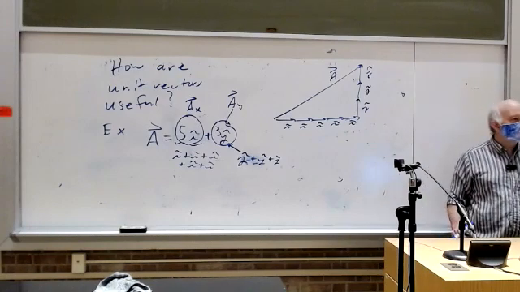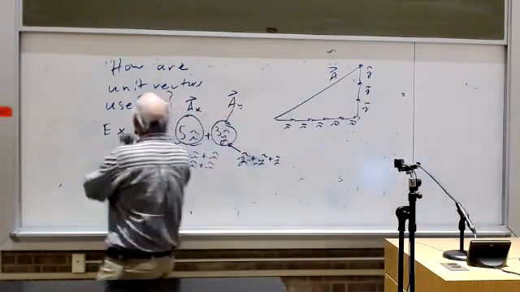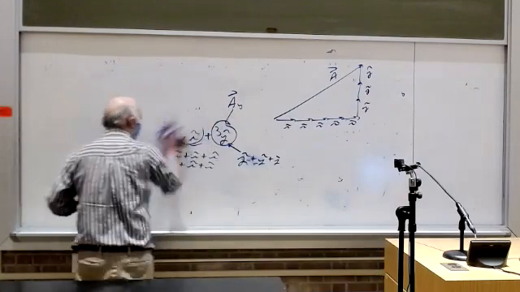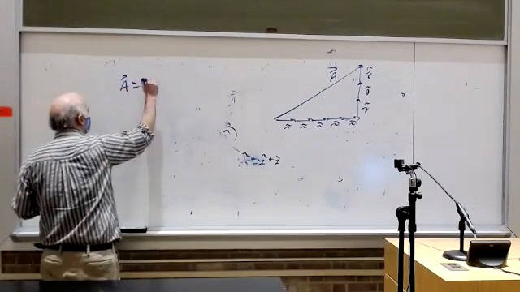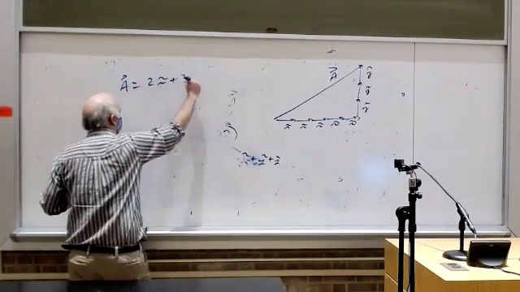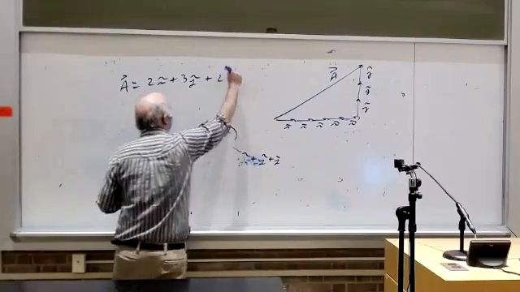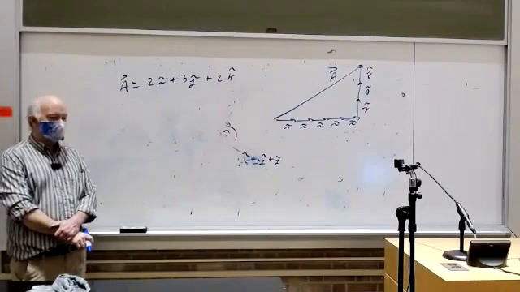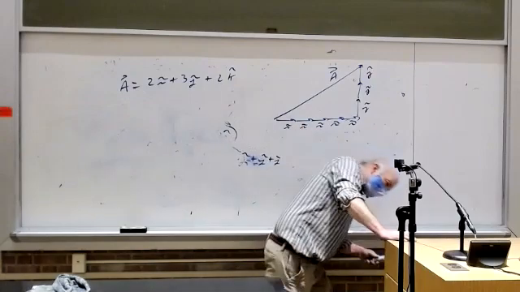Okay? So what would be something like this? What would be A equals, let's say 2I hat plus 3J hat plus 2K hat? What would that look like?